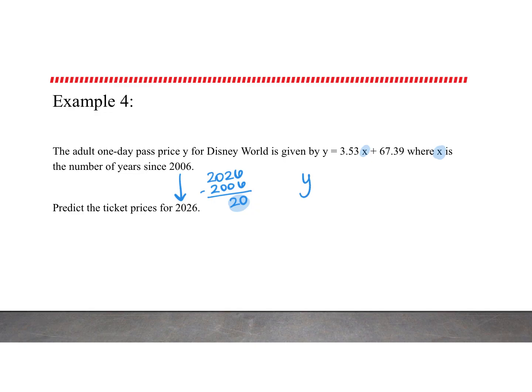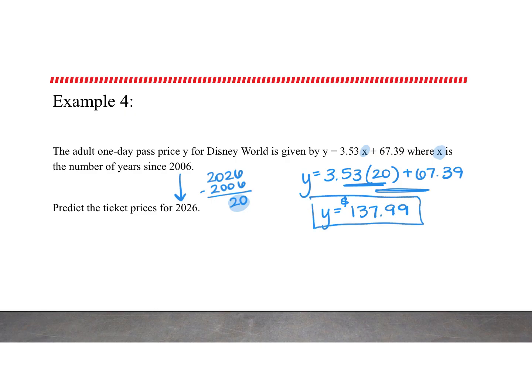So let's try it. Y equals 3.53 times 20 plus 67.39. So we are going to do order of operations. We're going to multiply first, get a response in your calculator. Then we're going to add in the 67.39, and we should end up with 137.99. And this is in money because we're talking about ticket prices, which is really quite crazy.